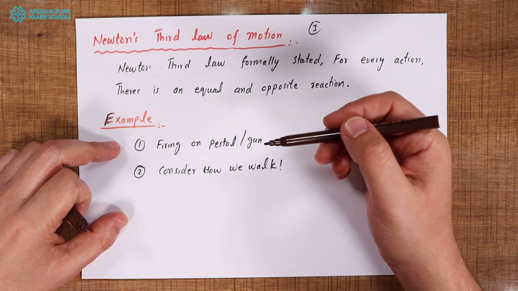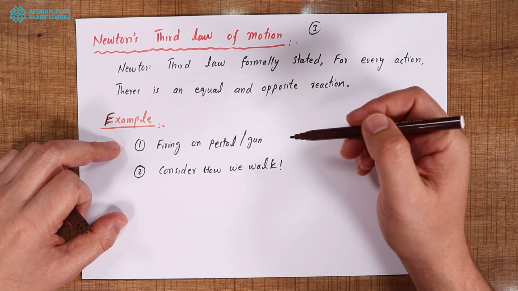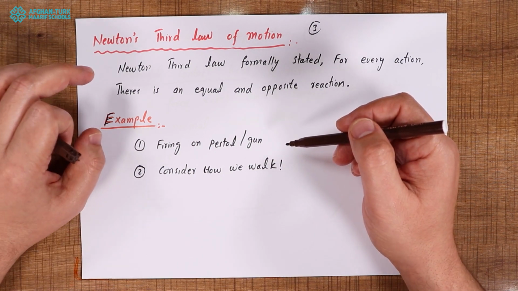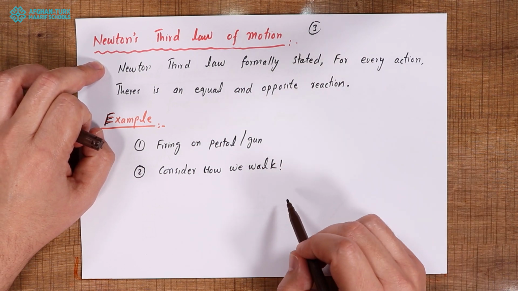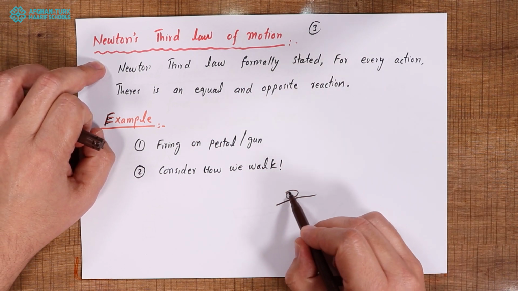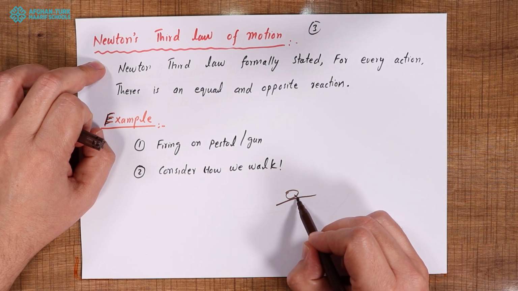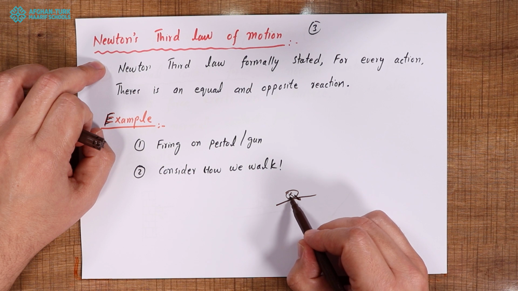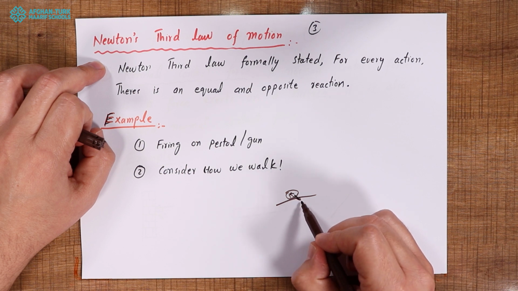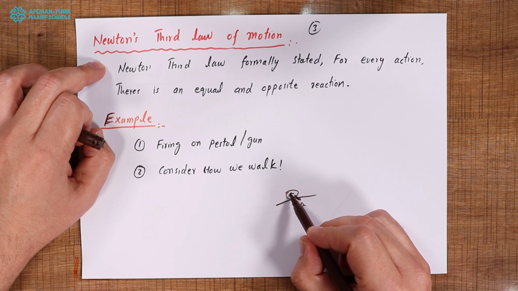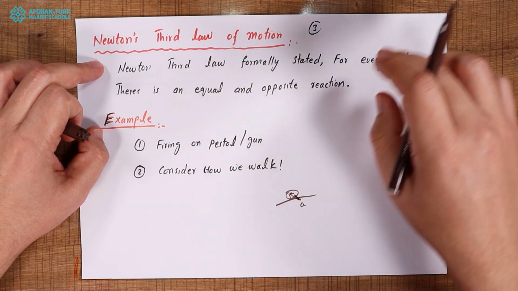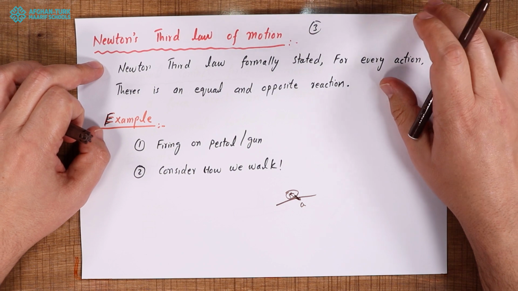If we are walking on the floor, our foot or our shoes apply a force on the earth, but the earth also applies a force on the shoes. So the shoes' force on the earth is the action, and the earth's force on the shoes is the reaction. So this is Newton's third law of motion.